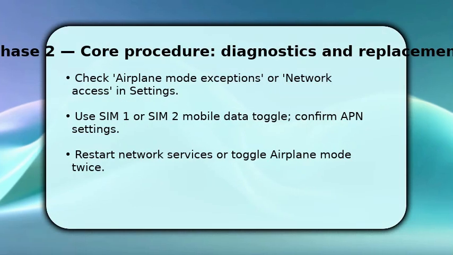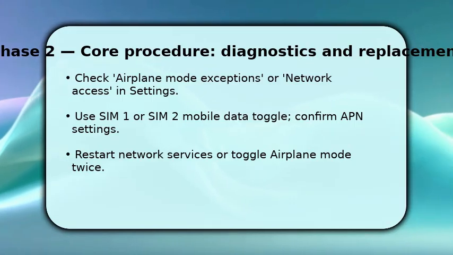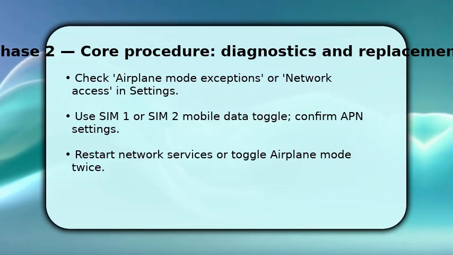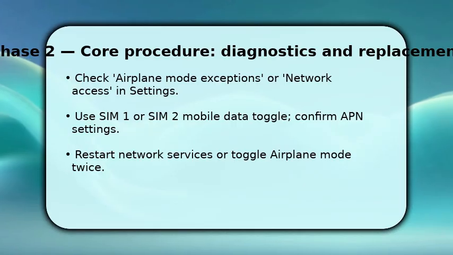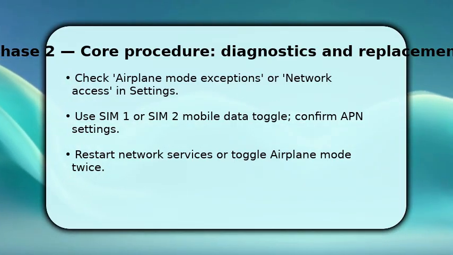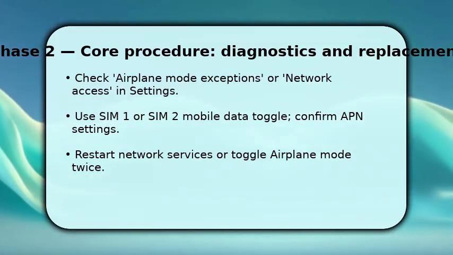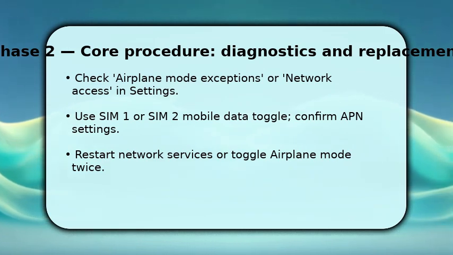Now you configure the phone to let data run despite flight restrictions. In Settings, look for airplane mode exceptions or network access options. Realme UI sometimes exposes a toggle to allow mobile data. Select the proper SIM and verify APN settings match your carrier. Incorrect APN blocks connectivity. Once you set APN, toggle airplane mode off and on twice to refresh radios or restart the phone. This forces the system to apply the permission and makes data routing stable.